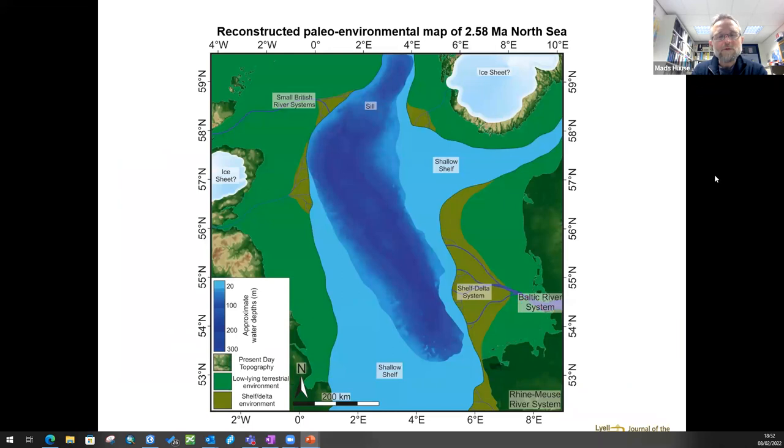So with Rachel Lamb, we tried to reconstruct what the North Sea would have looked like at 2.58 million years, at the beginning of the Quaternary. The Baltic River system had been filling in the southern North Sea basin since the Middle Miocene unconformity, so since about 14 million years. That delta system prograded across northern Poland, northern Germany, the German part of the North Sea, and reached the Netherlands North Sea by the time of the onset of the Quaternary.